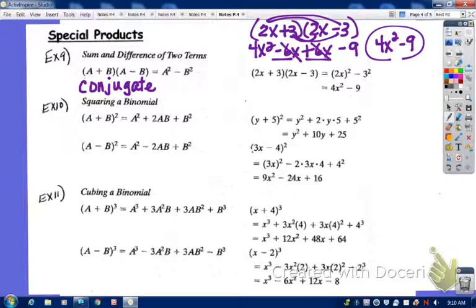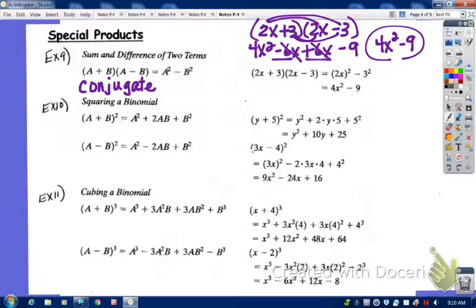All right? Everybody understand what conjugates are? They're binomials that are exactly the same except for the signs. So that's a shortcut there. Example 10 is squaring a binomial. So anytime you have a binomial squared, you have this little shortcut.